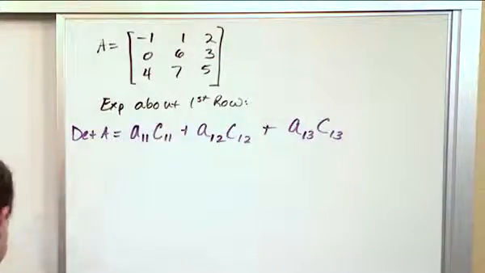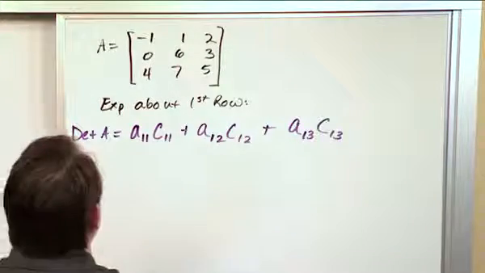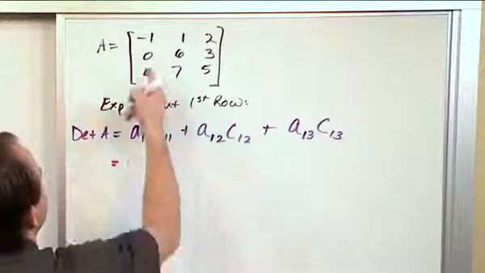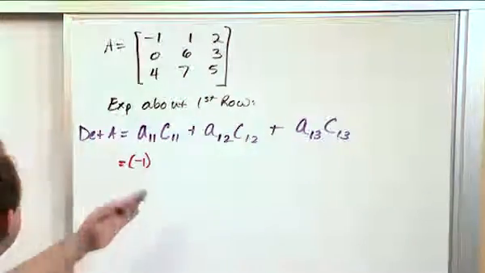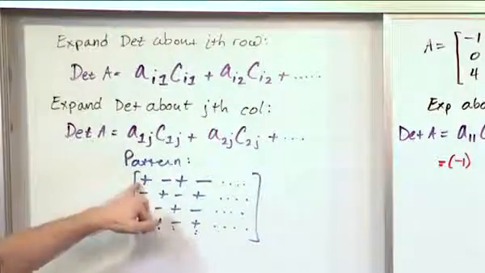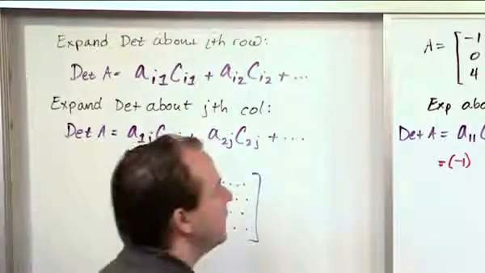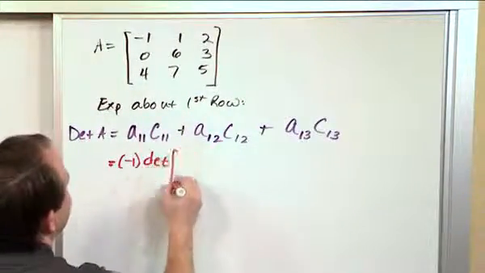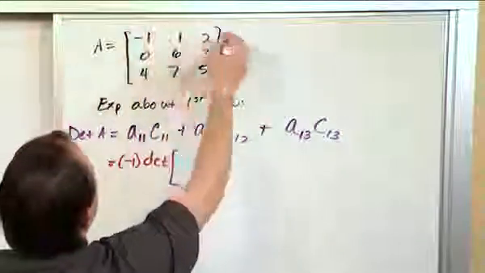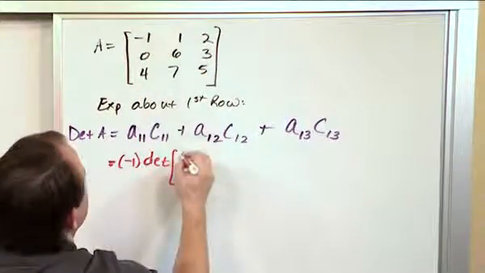All right, so let's go ahead and do that. What you're going to have is A11 is negative 1. And then what do you have for the cofactor? Well, you know from experience that it's going to be a plus because you're going through the first row. So this is going to be a plus, and then it's going to be times the determinant of the submatrix formed when you do this. So 6, 3, 7, 5.